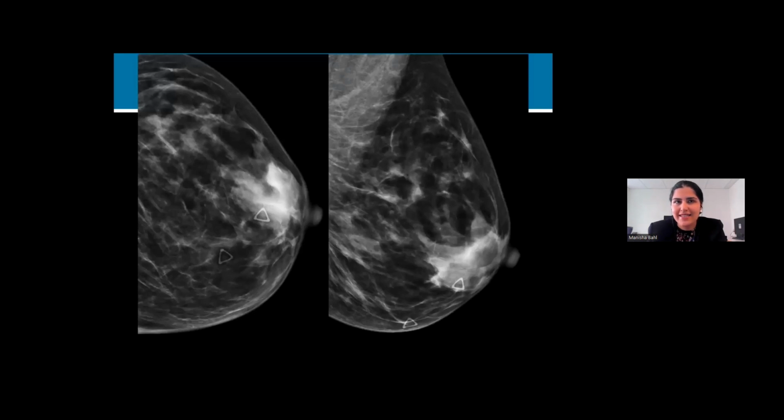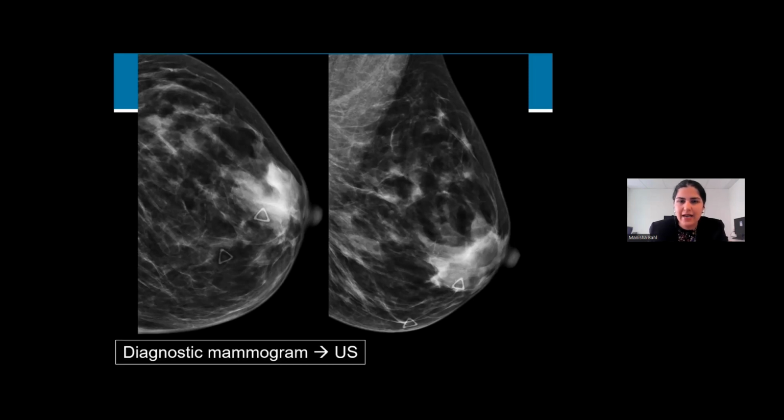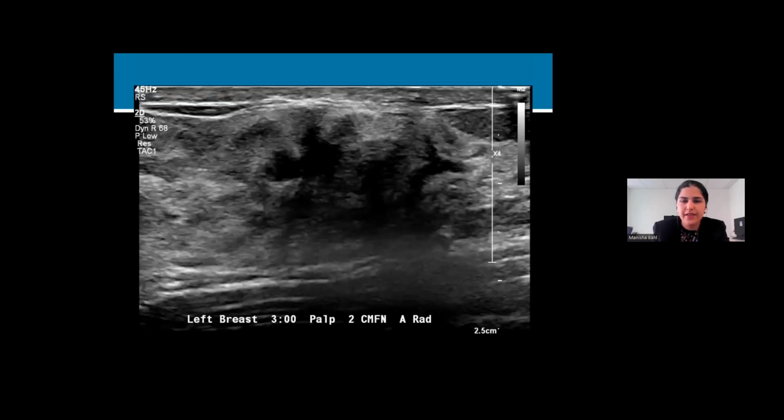This last case comes from a woman who presented with 2 areas of clinical concern, 2 lumps, which are indicated by those triangular markers. At this site, there wasn't anything seen on the mammogram, nor was there anything seen on the ultrasound. At this second site, there's dense breast tissue seen, and on ultrasound, we did see a hypoechoic mass for which we recommended biopsy by BI-RADS 4.